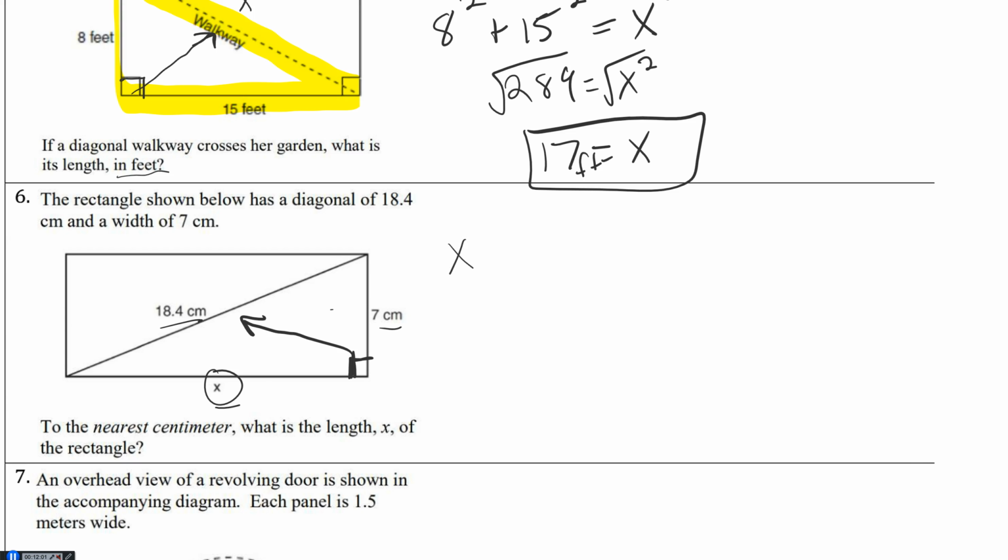So when I set up my equation now, my x squared is going to go on the left side of the equal sign, and my 18.4, or my hypotenuse, is going to be squared.